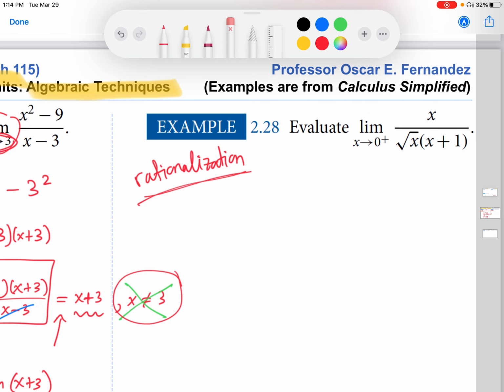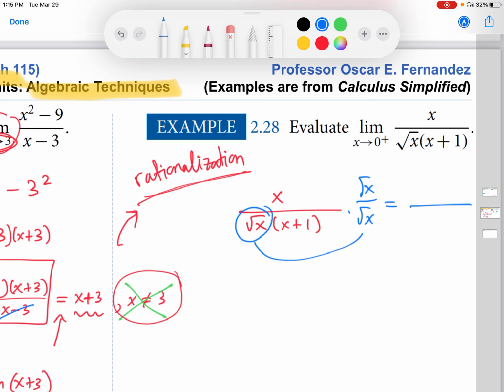But anyway, here is the square root of x. To get rid of it, we would multiply top and bottom by square root of x. So let's do that. Square root of x, square root of x. Okay, and then in the denominator, these square root of x's give me x, and the x plus 1 goes along for the ride. In the numerator, I have x square root of x.